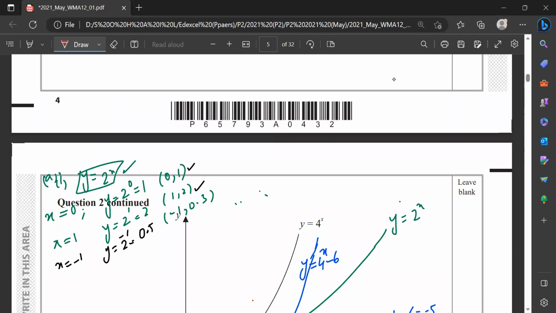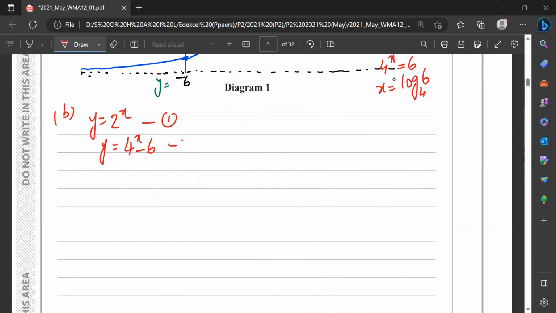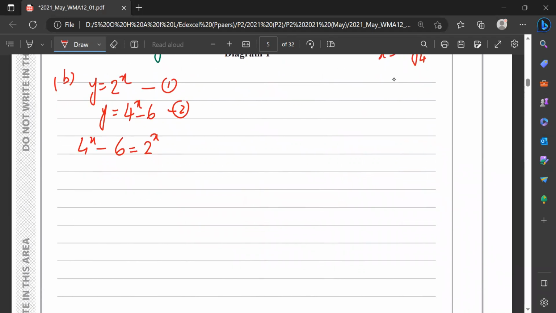So for the point of intersection, we solve them simultaneously, these two equations, 1 and 2. So 4 power x minus 6 is equal to 2 to power x. Using algebra, 4 power x can be written as 2 squared to the power x, that is 2 to power 2x. Equating them, we get 2 to power 2x minus 6 equals 2 to power x.